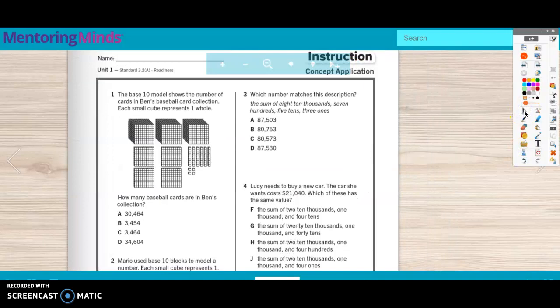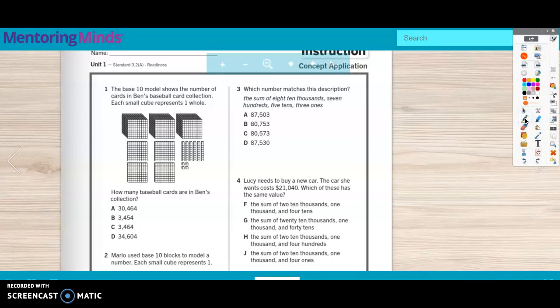Number 3. Which number matches the description? The sum of 8 10,000s, 7 100s, 5 10s, and 3 ones. I really hope that you guys would use your HTO charts because they are your friends. So remember I taught you guys, you first make your HTO charts like what you used to do in 2nd grade. Then you can make a second house. It is still HTO, but because they have the same name, we need to give these kids their last name, 1,000. And don't forget to put a comma right here.